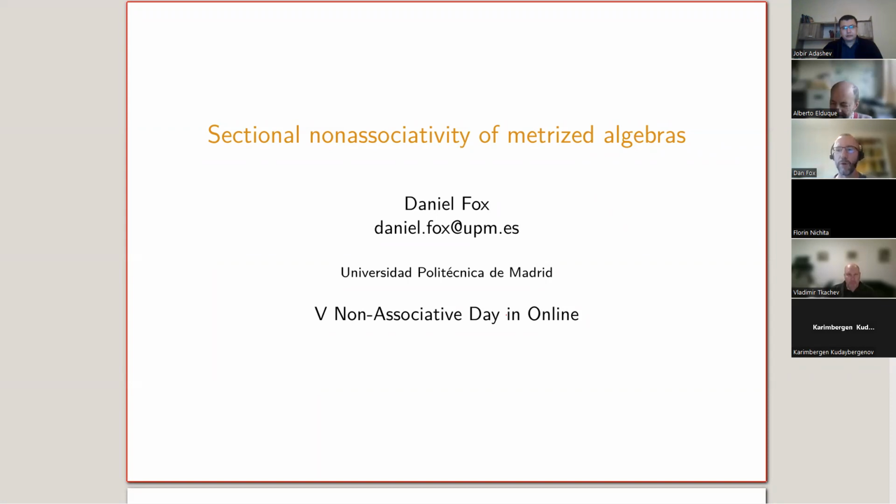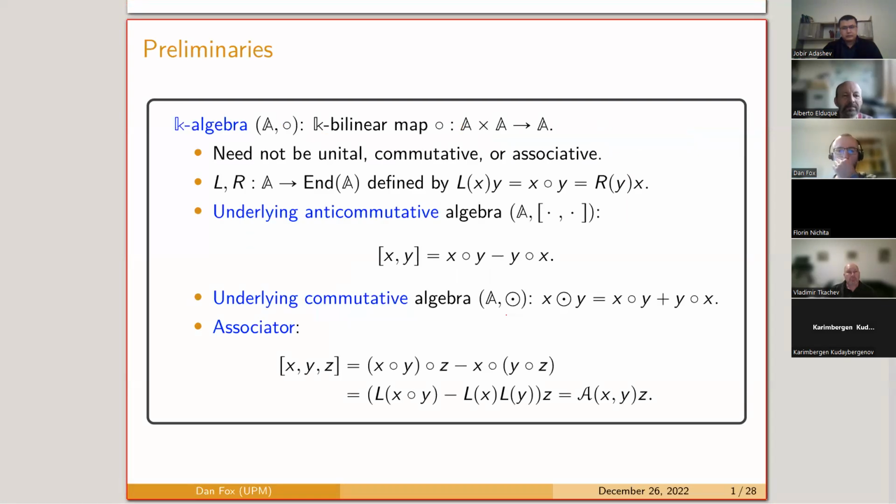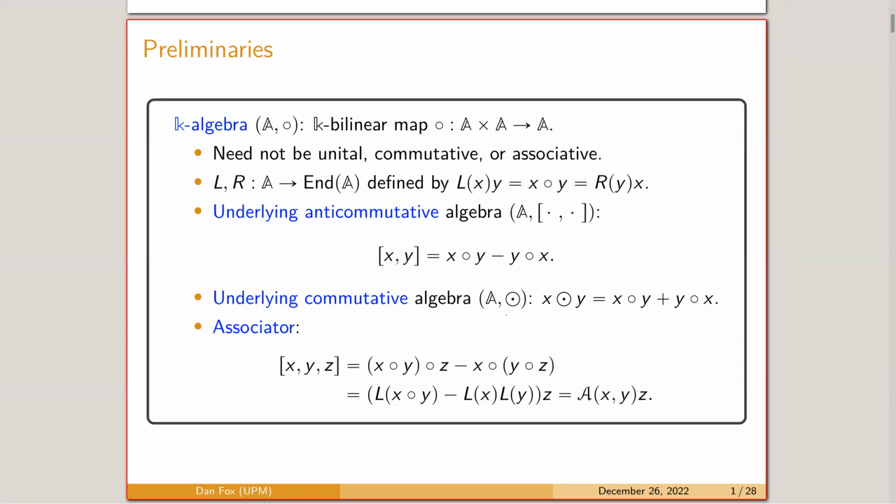But let me just get started with some basic things to set the stage. When I say an algebra, I just mean a completely arbitrary algebra. In particular, it's certainly not associative, although in much of the talk I will focus on commutative non-associative algebras. To begin with, it need not be commutative, unital, or anything else.